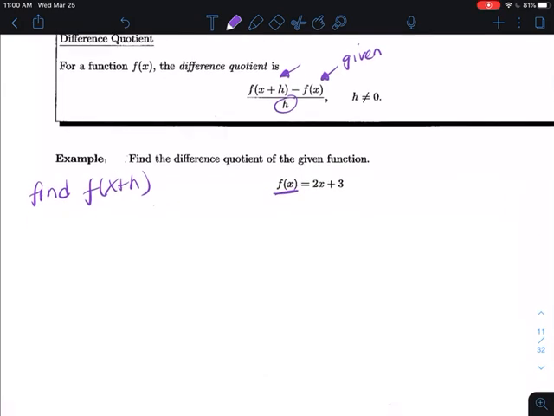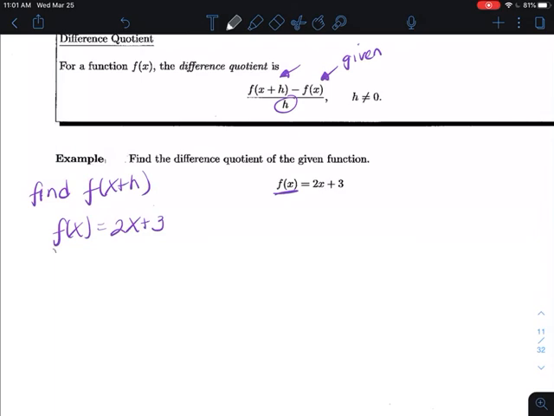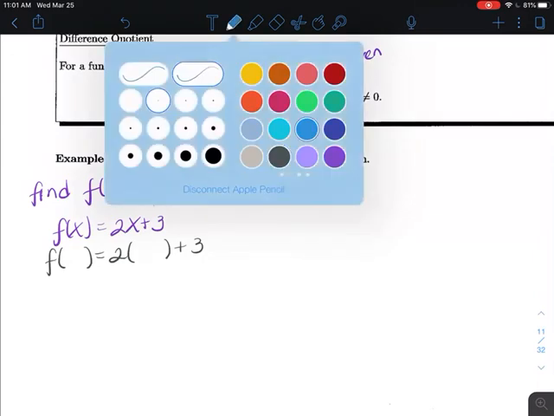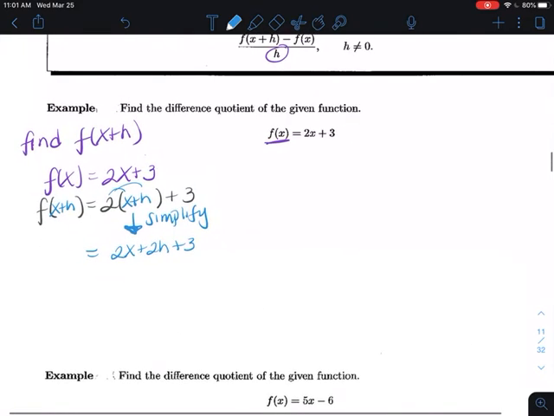So to find f of x plus h, you start off with f of x. So f of x equals 2x plus 3. To evaluate a function like this, you take the x out of the picture by putting blank parentheses wherever you see x. And inside the parentheses, you put x plus h. And then you simplify the right side. So when I distribute this, I get 2x plus 2h plus 3. And that's it. That's what f of x plus h equals.